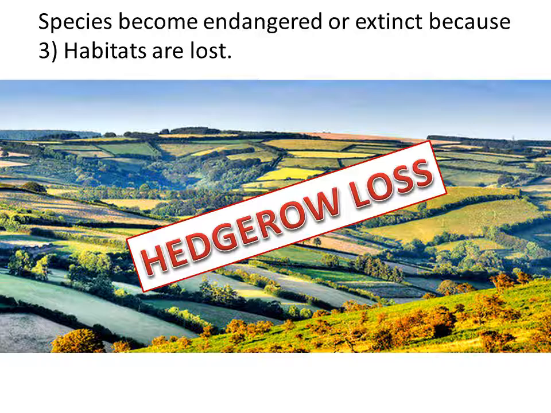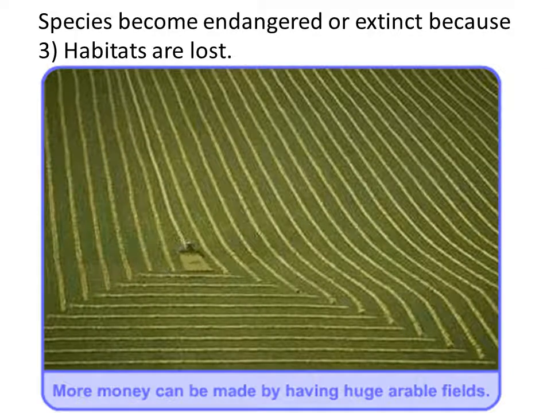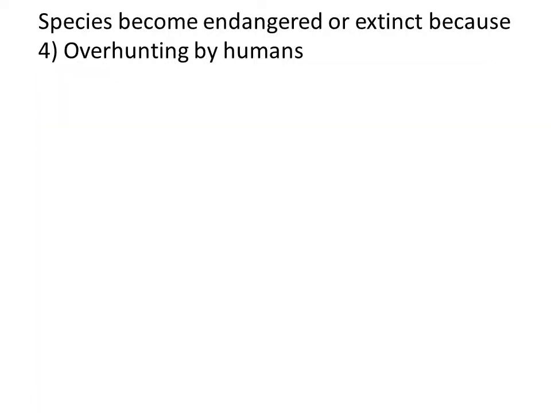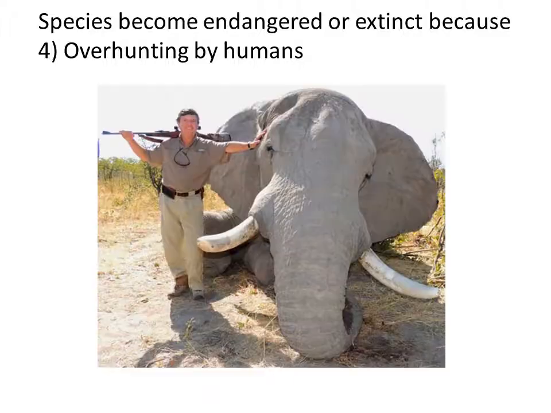However, modern farming practices have removed much of our native hedgerows, and that allows for arable farming to be conducted on a much larger and much more cost-effective scale, but at the same time that reduces biodiversity. Species can also be threatened as a result of hunting by humans. Elephants are hunted as trophy animals.